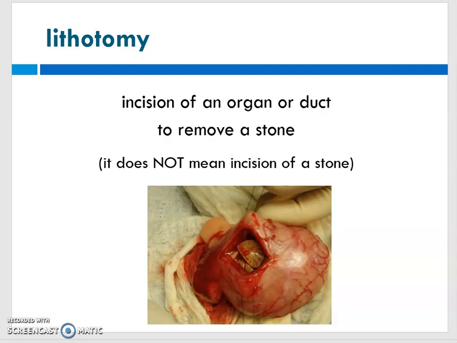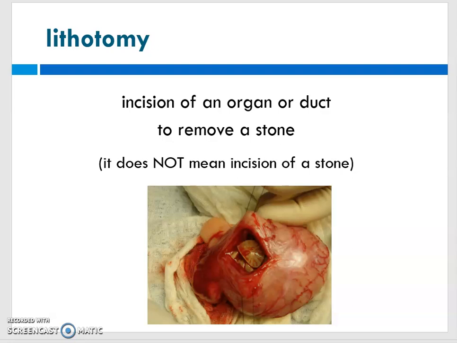If you were to look at this literally, with litho and tomy meaning incision, it looks like you're cutting the stone. That's not the case. You're cutting, in this case, the urinary bladder. They're incising that to remove the stone itself. And you see a depiction of that here.